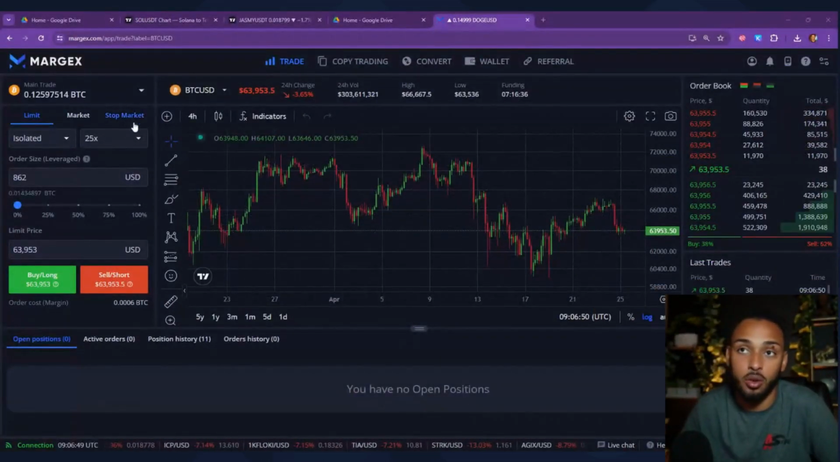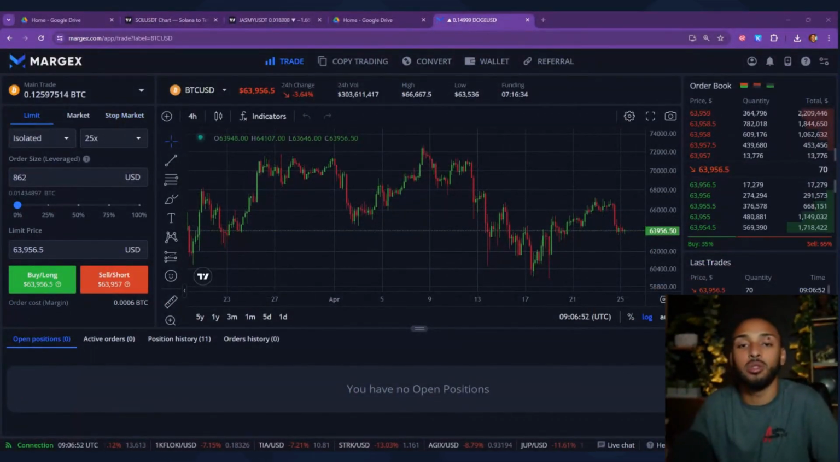So if you're not looking to make a trade right now, but you want to prepare for some trades, maybe buy at some support or short at some resistance, you can use the limit option or the stop market option to be able to take action on those trades, and you can prepare for it better.